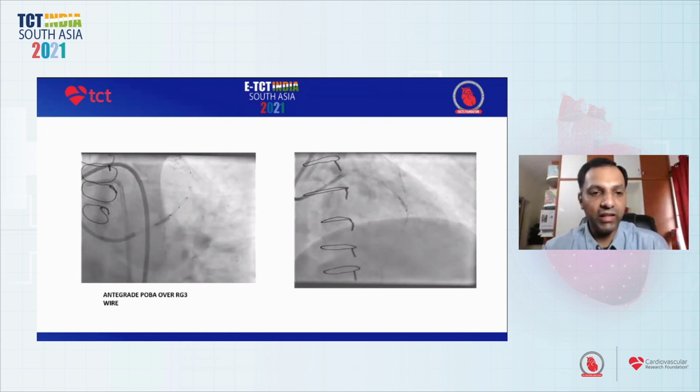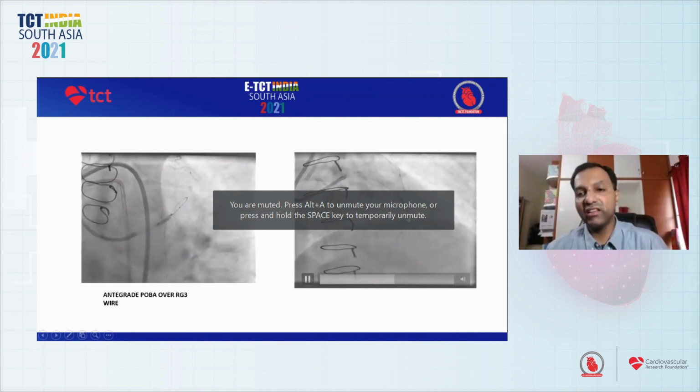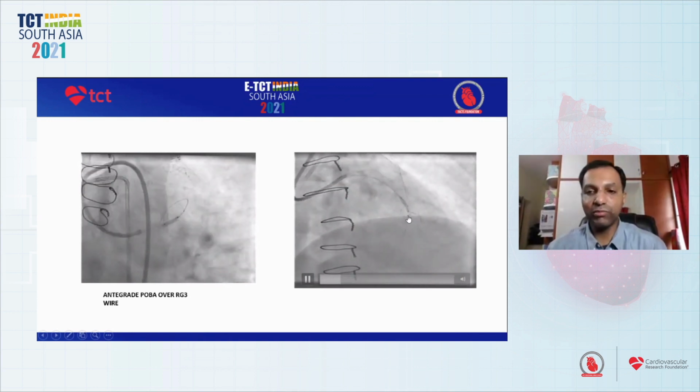And once the RG3 wire was in place, we did an antegrade POBA using a 1.5 initially and then a 2 mm balloon. And please remember that this wire actually goes through this particular septal here. So we cannot dilate beyond this point. So we did a dilatation till the point the RG3 reaches the septals.